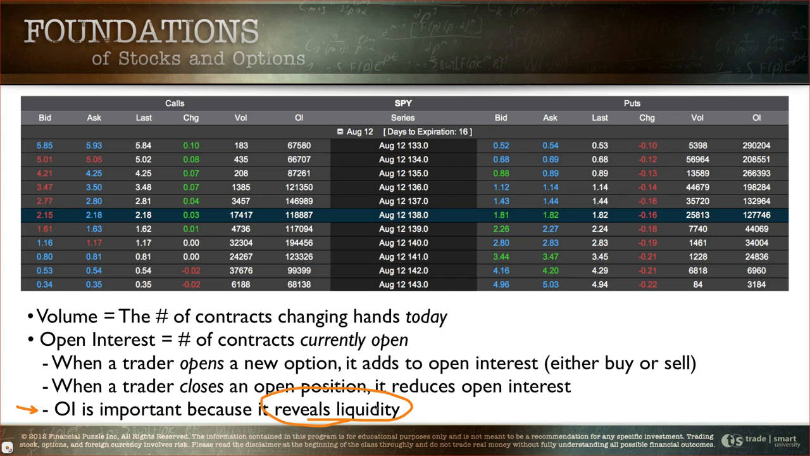It's very important for you to understand that if you do not have good open interest, you will not have liquidity. So they'll let you buy the option, but then you go back to sell it and there's no market. Nobody wants to buy it from you.